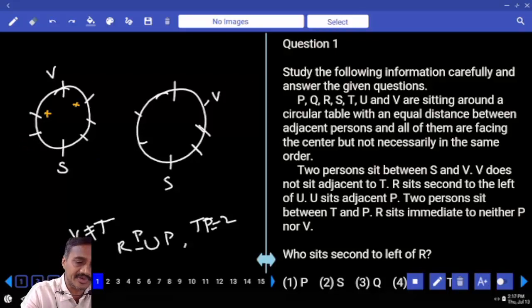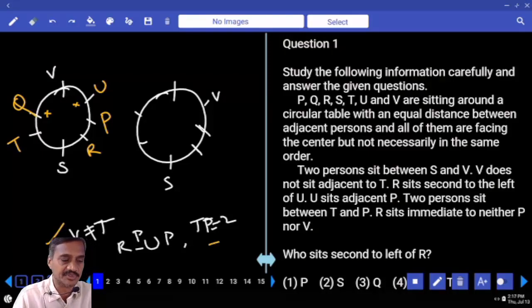Then R, can we have R at this place? If R is here, in between T and P, and R sits second to the left of U, U must be here. Now if U is here and U sits adjacent to P, P is here. Between P and T, how many people are there? Two people, so T must be at this place. Now T is here, who is the person left over? Q is the person left. V and T are not adjacent, and between T and P there are two persons. Then what is the final arrangement we have? S, R, and so on must have been the arrangement.